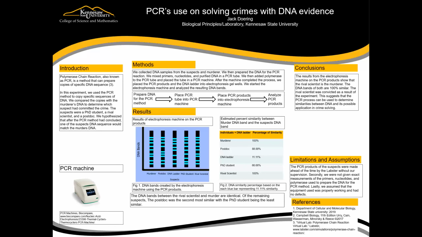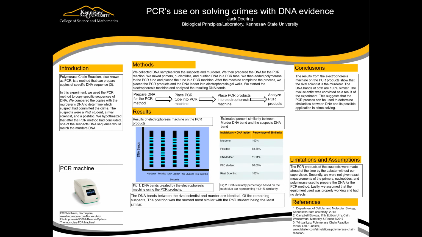Figure 1 shows the DNA bands from the electrophoresis machine, and on the right, Figure 2 shows the percent similarity in DNA bands between the murderer and the suspects. Using this, we were able to determine that the rival scientist shared a 100% similarity with the murderer's DNA, while the postdoc and PhD student did not. This led us to the conclusion that the rival scientist was the murderer.